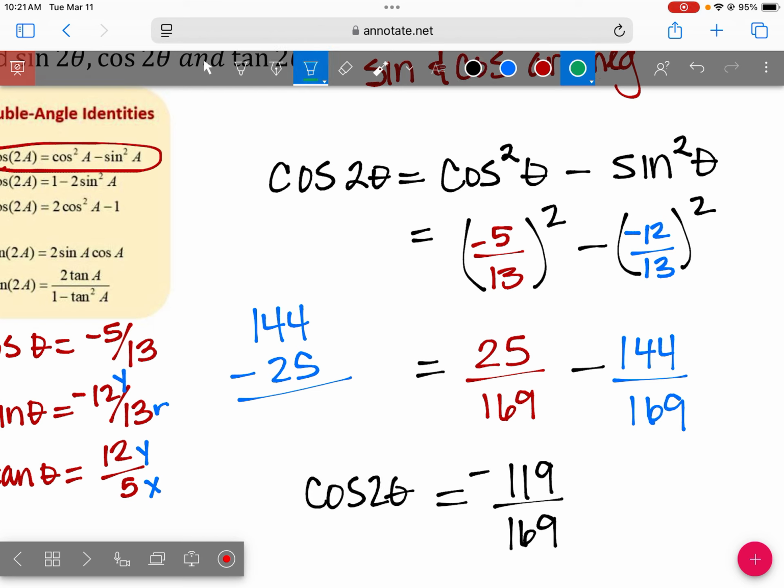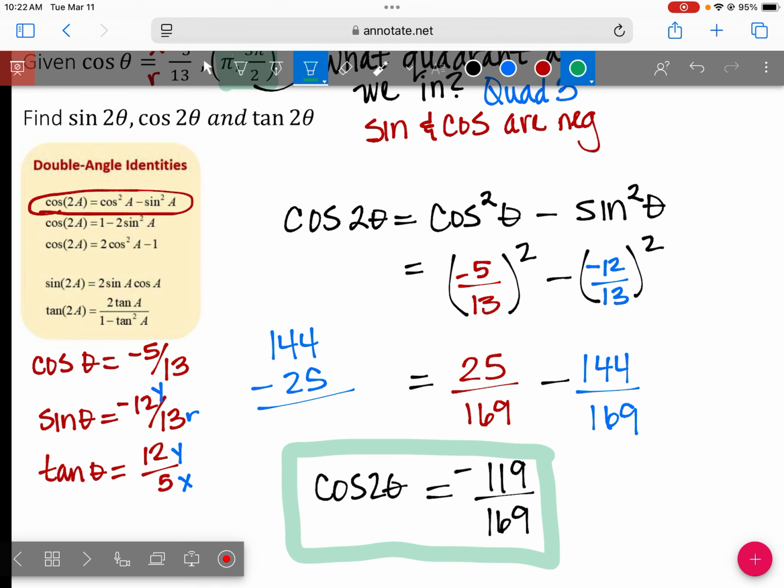I actually did this 5th period and I used a different identity. I think I used this one, but we got the same answer. So cosine double angle is really friendly because they gave us 3 options to get there. They said, here are 3 different road maps. You pick the road map you want to use to get to the destination. So that would be my cosine double angle. Any questions about how we did cosine double angle?